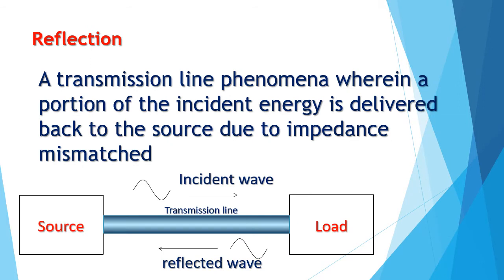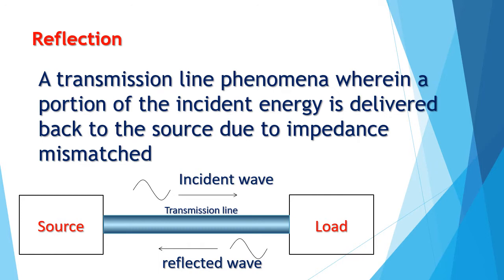Reflection. A transmission line phenomenon wherein a portion of the incident energy is delivered back to the source due to impedance mismatch. So in the image, we have our source. This is the source of our electromagnetic wave that travels down the transmission line. The electromagnetic wave that travels from the source to the load is called the incident wave.